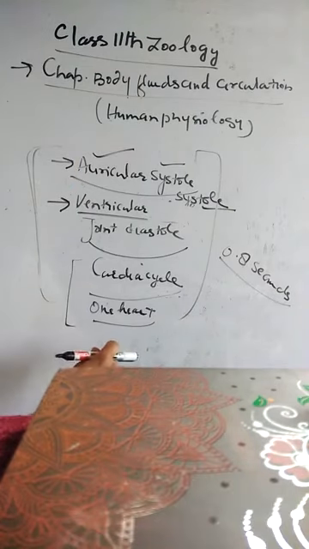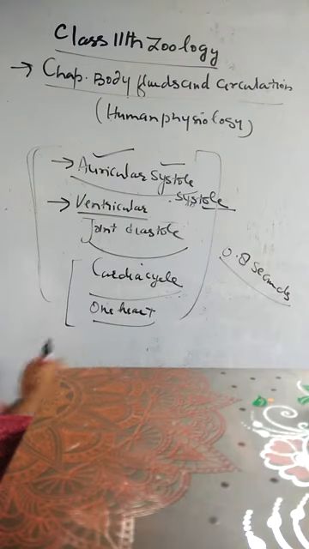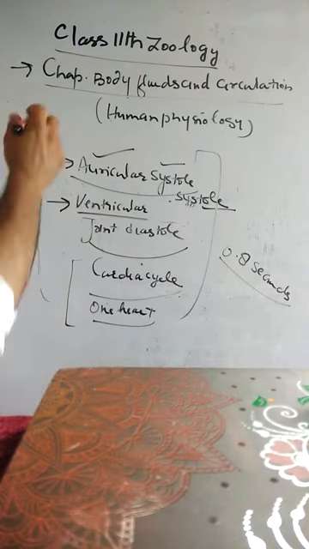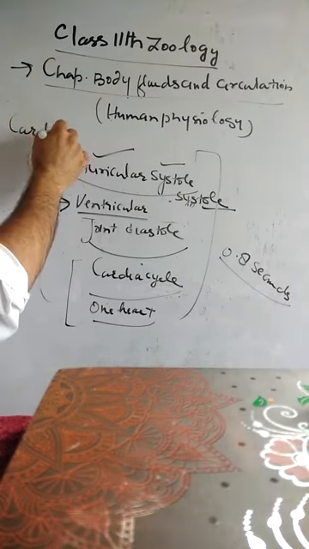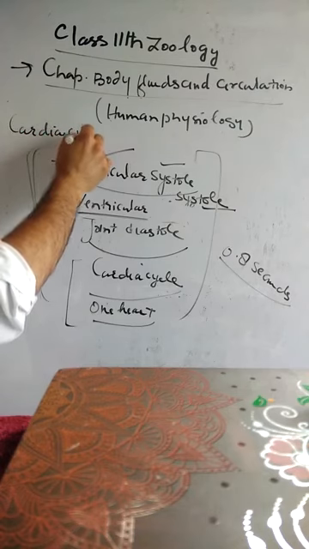In the chapter Body Fluids and Circulation, Human Physiology for class 11th in zoology subject. And this time we are studying the cardiac cycle. Cardiac cycle, also called the heartbeat.